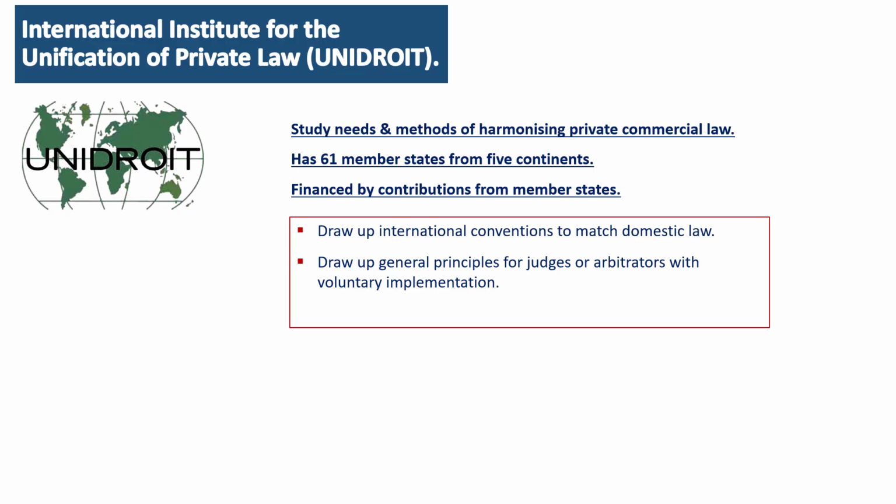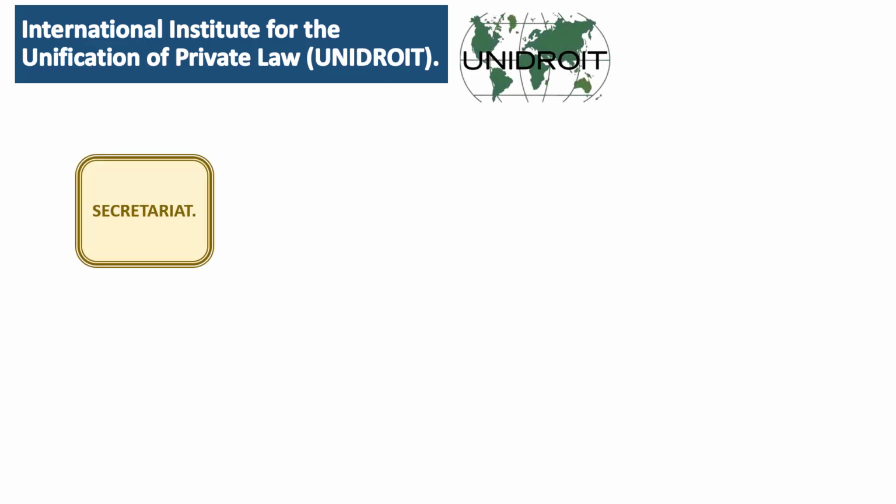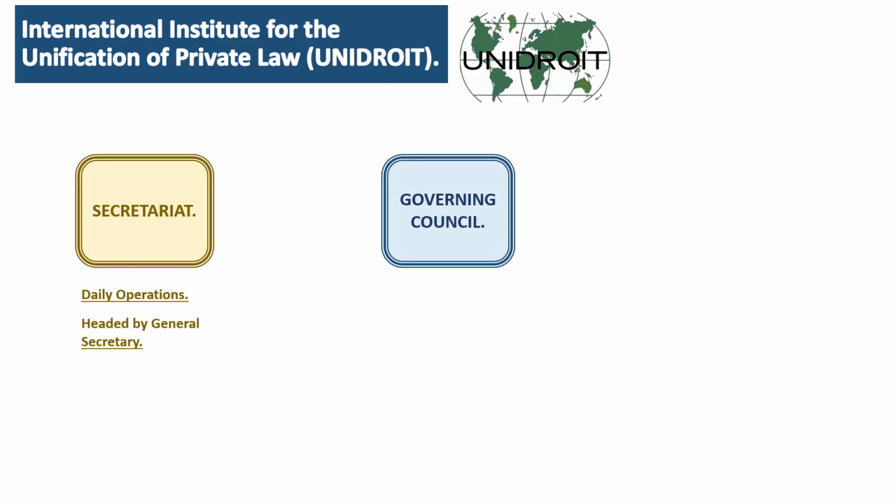The UNIDROIT has a 3-tier structure, which is the Secretariat, the Governing Council, and the General Assembly. So the Secretariat is responsible for the routine operations, that is the programs that are run by the UNIDROIT, and they are headed by a Secretary General. When we come to the Governing Council, their mandate is to supervise the Secretariat.